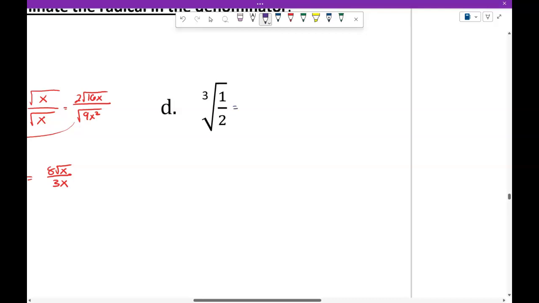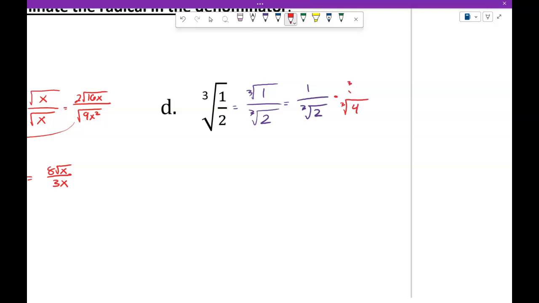If we consider a cube root, we now want to figure out what can I multiply this denominator by to get a perfect cube. So we can go ahead and simplify our numerator using our quotient rule to split these apart. And then we're going to want to multiply and turn this 2 into a perfect cube. We can do the cube root of 4. That gives us 1 cube root of 4 over the cube root of 8. 8's a perfect cube, so we can take that cube root.